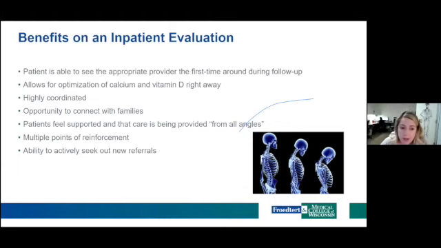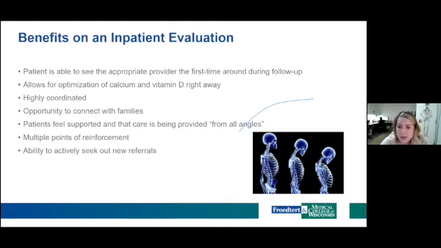We find that it's been a highly coordinated approach between Erin and myself. I'm able to let her know what my experience was with the patient and what their concerns were, and then I'm able to pass that on to her so she can ask about that in clinic and make that a seamless transition for the patient. So as I mentioned, it allows us an opportunity to connect with families who can help with this follow-up. And then we've really heard from patients at the bedside that they feel supported and that we're really thinking of their care from all angles.